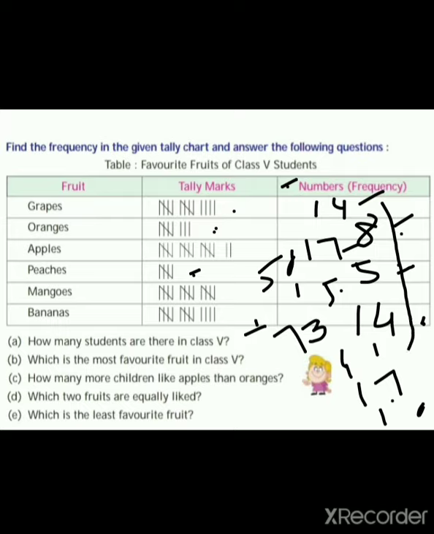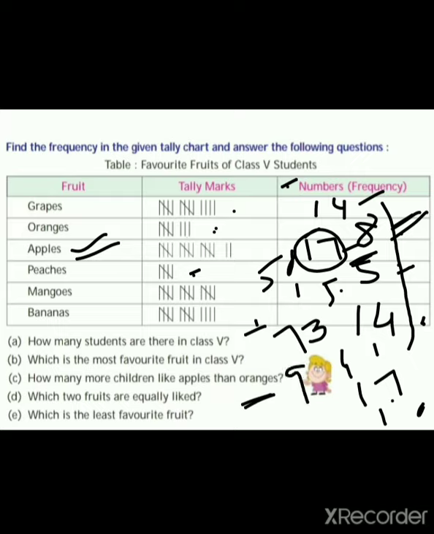Okay. Second question. Which is the most favorite fruit in class 5th? Most favorite. The answer is 17, meaning apple. So apple is liked by 17 students. Okay, that is the highest. Third question, how many more children like apples than oranges? Okay, oranges are liked by 8 and apples are liked by how many? 17. So how many more students like apples than oranges? It means we have to subtract. So the answer is 9.